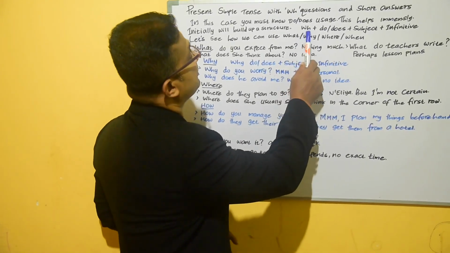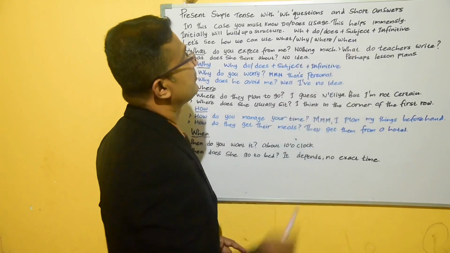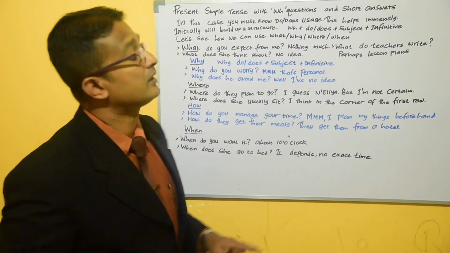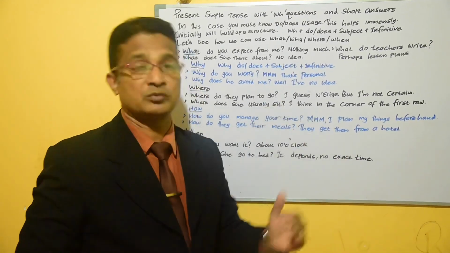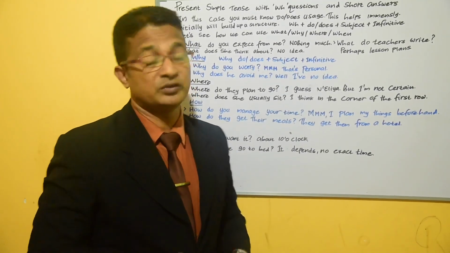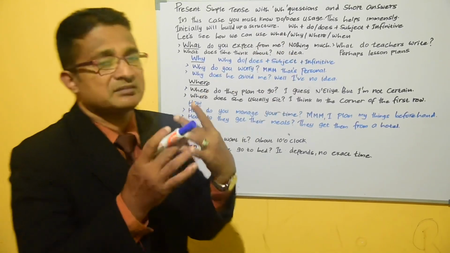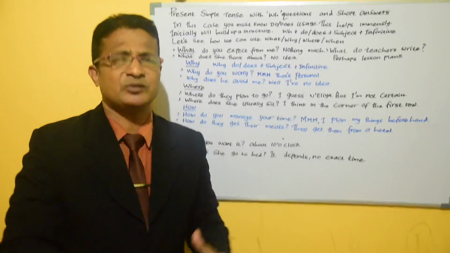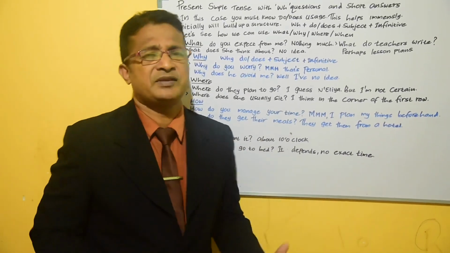The structure is: WH question plus do or does, plus subject, plus infinitive. The usage of do or does depends on the subject. If the subject is singular, of course does is used there. If the subject is plural, do is used there. It might puzzle you a bit, like how come WH questions? Can't there be any other definitions for that?